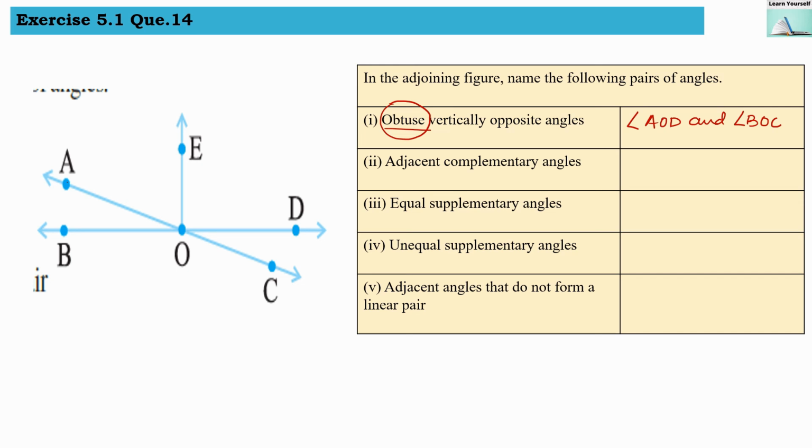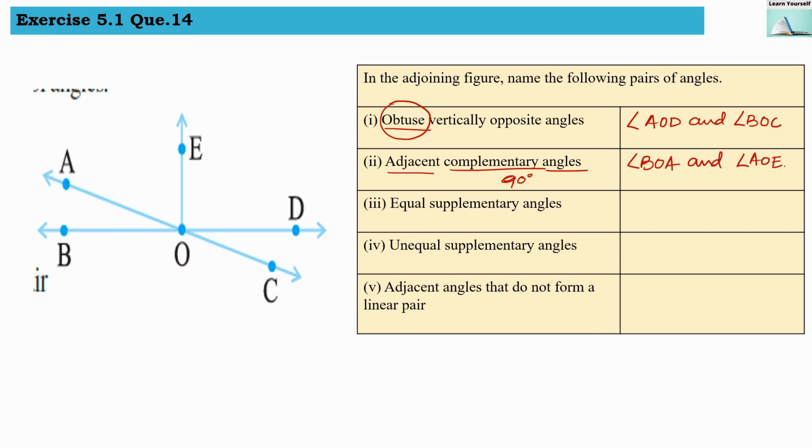Our second question, adjacent complementary angles. Complementary angles means the sum of the measures of their angles should be 90 degree. That means they are complementary angles. If we are talking about these angles, they are adjacent as well as the addition of their measures will give us 90 degree. These angles, that is angle BOA, and the other angle. So these two angles are complementary as well as they are adjacent to each other.